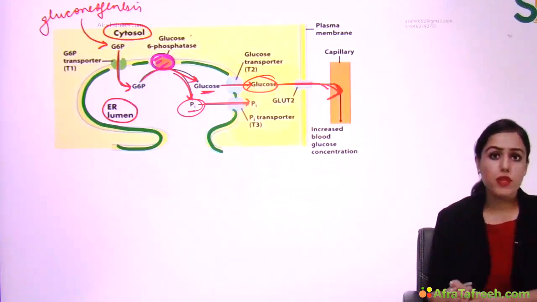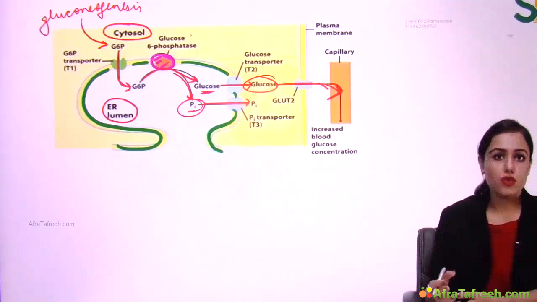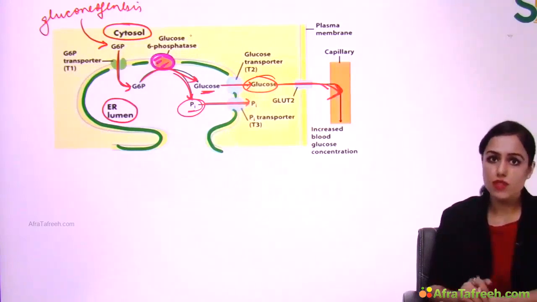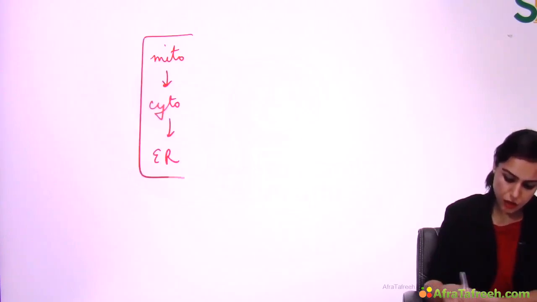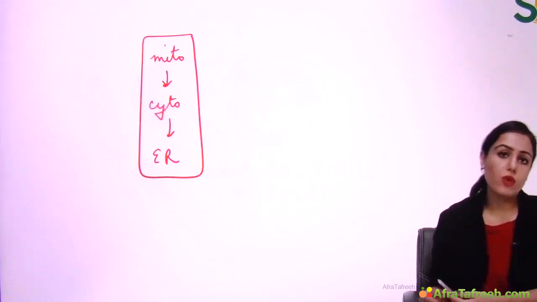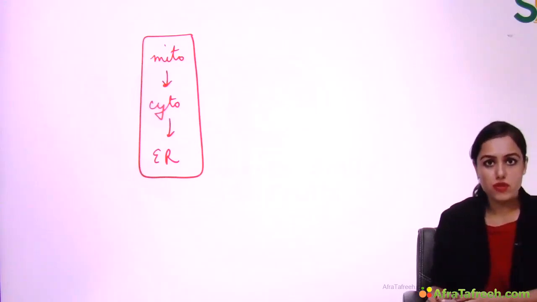So very beautifully this enzyme is hidden inside endoplasmic reticulum so that this last reaction of gluconeogenesis occurs in endoplasmic reticulum. So can I say that the sequence of compartments for gluconeogenesis is that first step in mitochondria, then many steps in cytoplasm, and then the last step in endoplasmic reticulum. This is the sequence of compartments of gluconeogenesis, right?